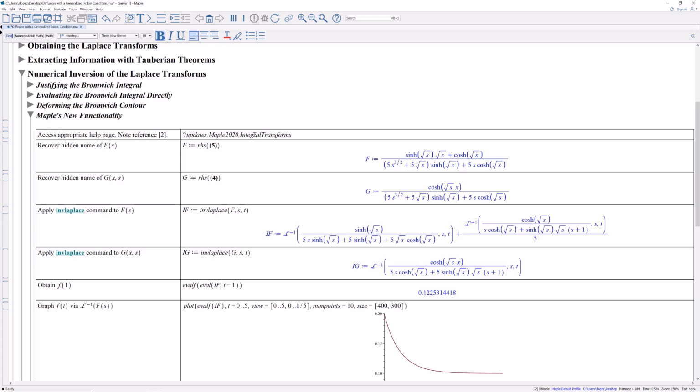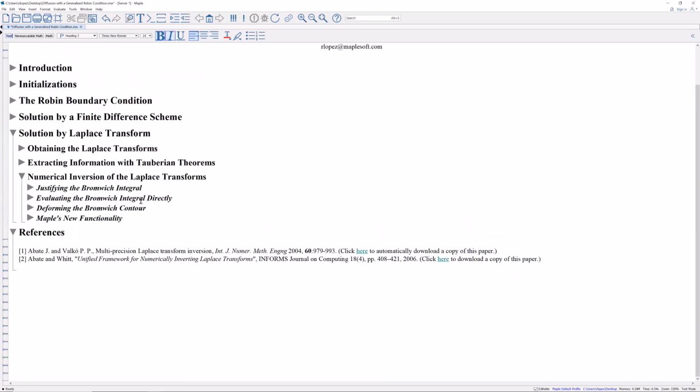I poked around with it and I said, you know what, the default method works fine, and I just went with the default method. So that was the surprise to me, to find that the struggle that I had years ago trying to solve this problem is now a little easier with the new stuff that Maple added.